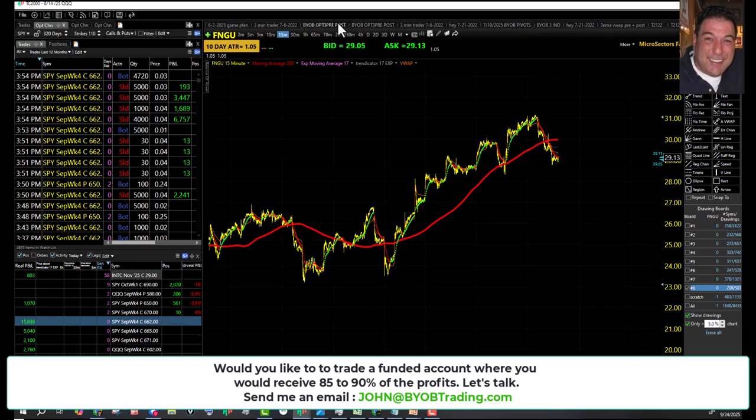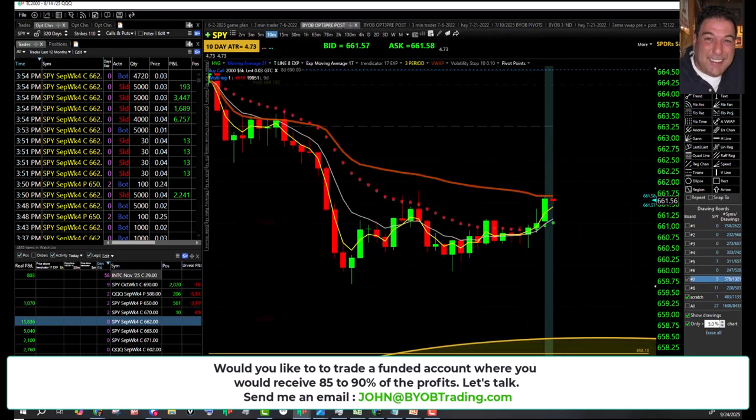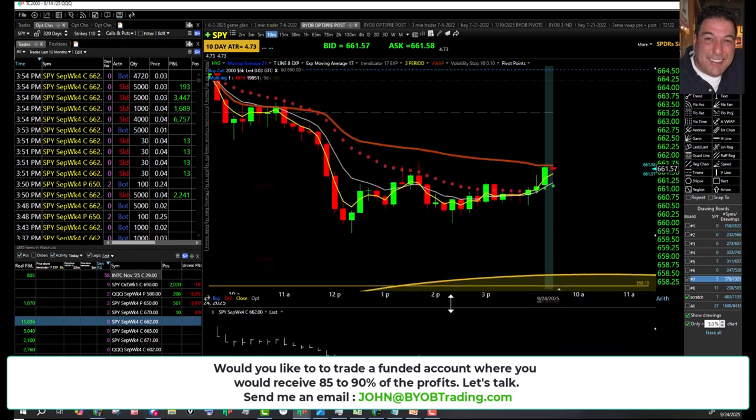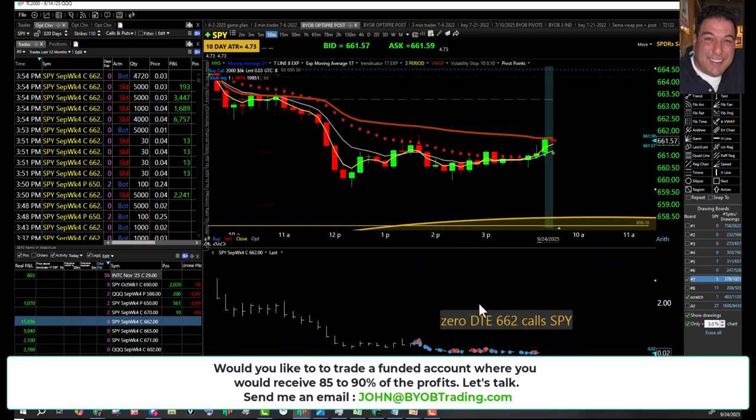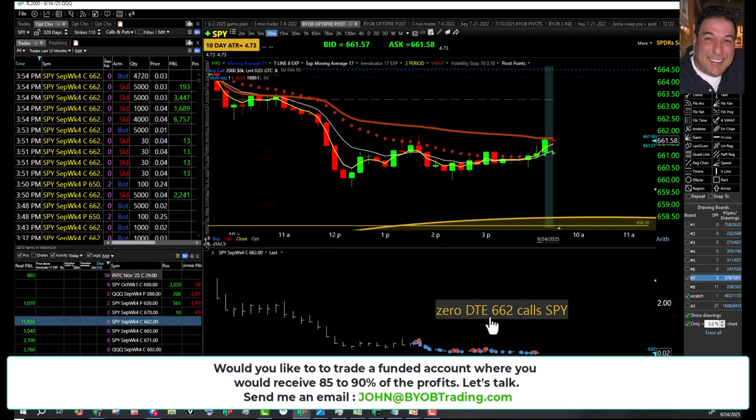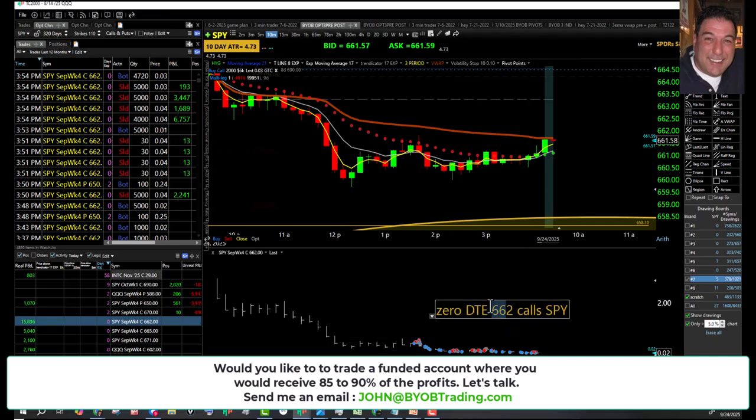Let's go over to pre-market. Let's move this up. Some 662 calls on SPY, bought them for a penny, 10,000, 5,000, sold them for 4 cents. That's it right there. Again, buying the lows of this consolidation, with a plan for price to rip back up to VWAP right there.